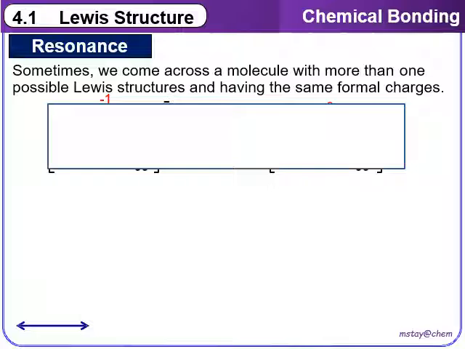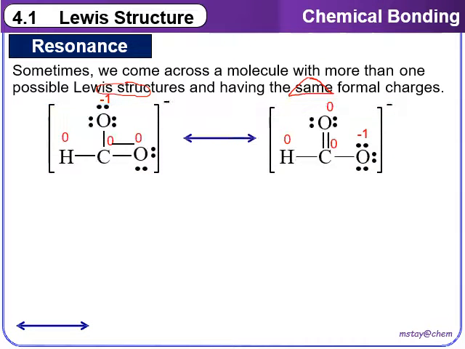As we know, sometimes we can draw more than one Lewis structure for a molecule. However, in the previous video, even though we drew more than one Lewis structure, they had different formal charges. But today's case is going to have the same formal charge. So if you can draw more than one Lewis structure, but each of the atoms has a similar formal charge, then we will consider resonance.